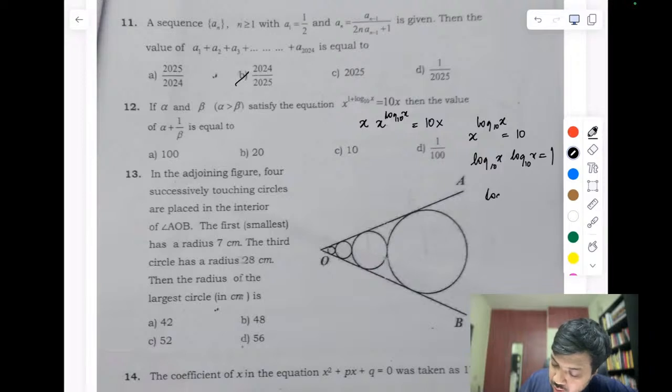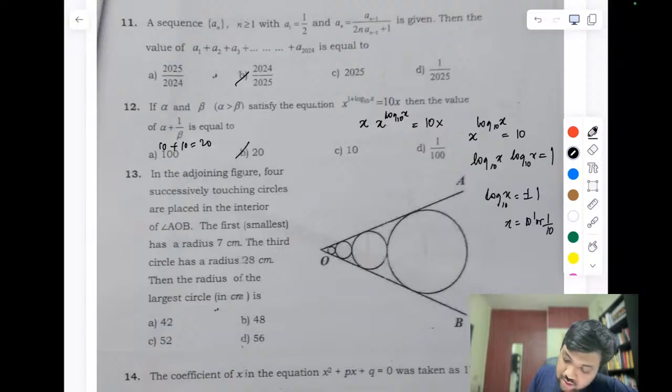So you basically get log x base 10 is plus or minus 1. So x is equal to 10 to the power 1 or 10 to the power minus 1. So x is 10 or 1 by 10. If alpha is bigger than beta, alpha is 10, 1 by beta is 10, so the answer is 20. It's a very easy question.